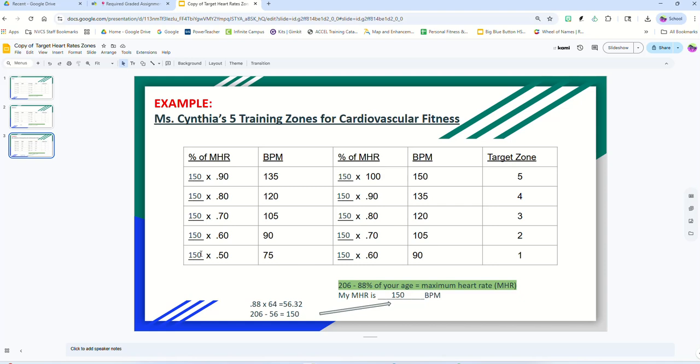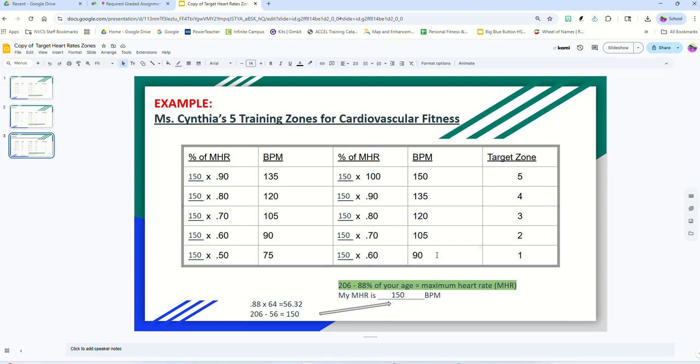Right here is where I plugged it in. Because what I need to do is calculate my low number of heartbeats, beats per minute, to 60%, so I have a range. So if I'm training at level 1 for cardio endurance, I need to get my heart rate up between 75 and 90 beats per minute.